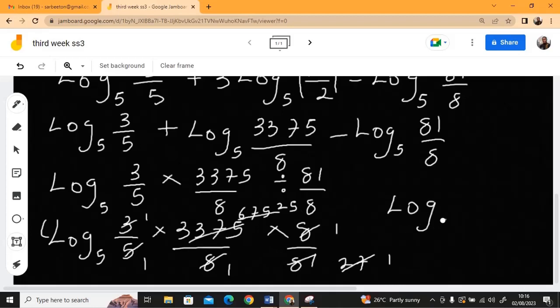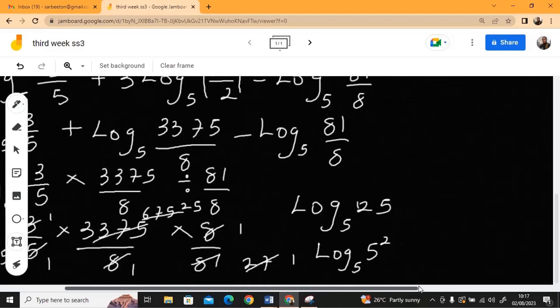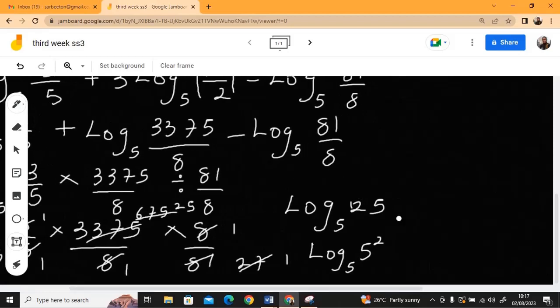So we have log 25, right? No, you have to turn this 25 to index form. That will be log 5, 5 to the power of 2. Then what do you do now? You bring the 2 to the front. So that will be 2 times log 5, 5. And log 5, 5 is 1. That is 2 times 1, which is your final answer: 2. So this is it.